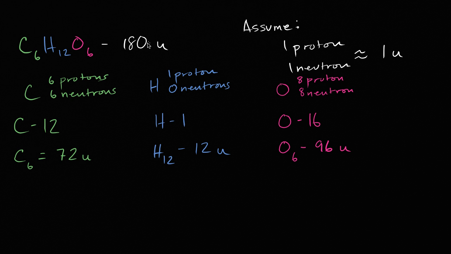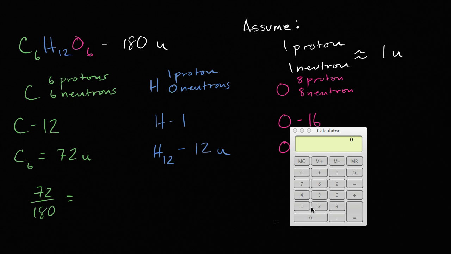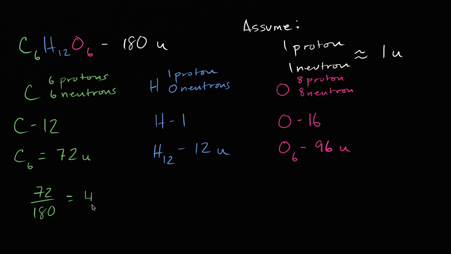What percentage of this 180 is carbon? Well, 72 out of the 180 is carbon. So let's write that down. So 72 of the 180, which is equal to what? I have my calculator here. Let's see, 72 divided by 180 gets us 0.4, which is 40%. So 40% of a glucose molecule's mass is made up by carbon, based on the assumptions that we've done so far.